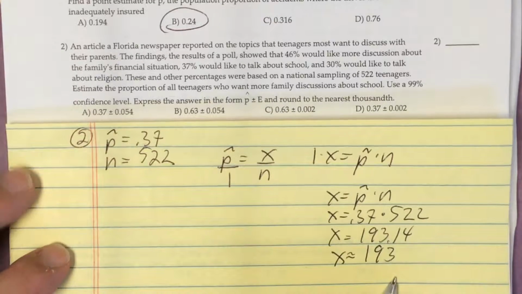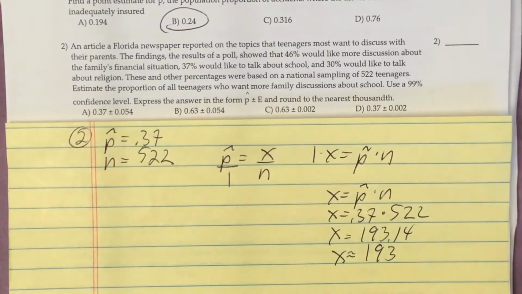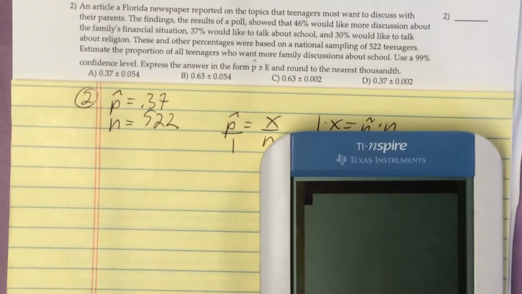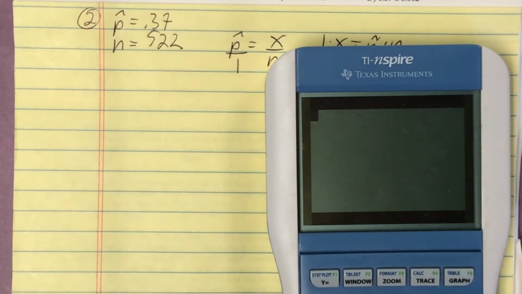So now that we found this, we can go ahead and put this into the calculator and find what this is. When we put this into the calculator now, we want to find a confidence interval for a population proportion. I want to make sure that this is visible to everyone here, so I'm going to put this up just a little bit more. Okay, I'm going to take the question off, which you should have anyway.